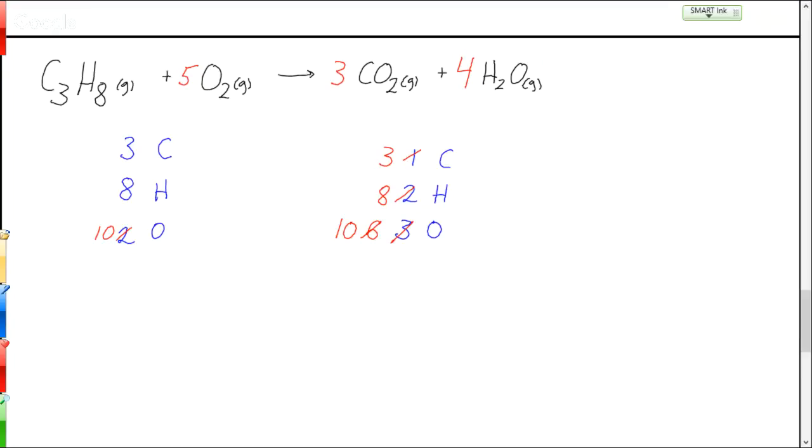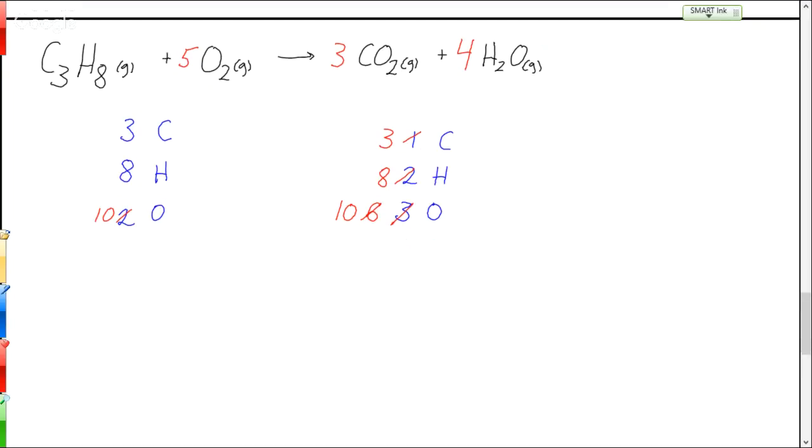And now we double check our numbers, make sure everything works out. And it looks like, yes, this is balanced. It's all good. All right, so see how that works? Kind of keep changing things until you get them to balance out. Okay, let's try another one.